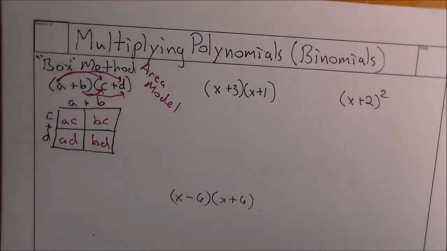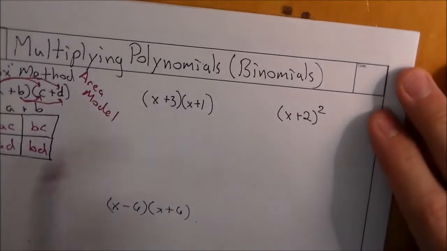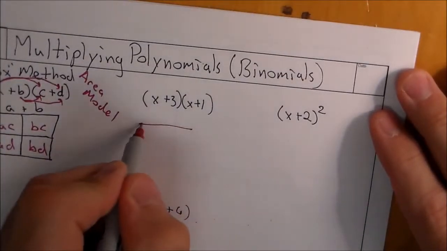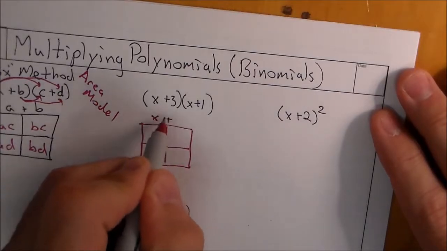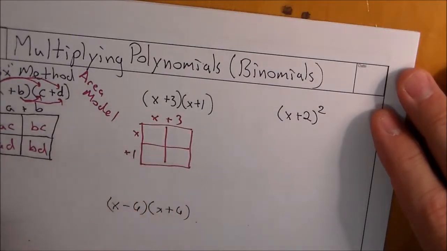There's other methods we see, FOIL is sometimes thrown around, but this way makes sure we're organized and all the values do get solved. So let's look at how this works. I have x plus 3 and x plus 1. I'm going to draw my box. x plus 3, x plus 1.